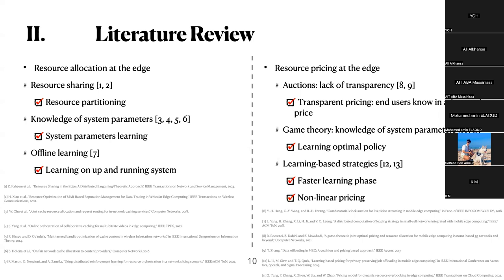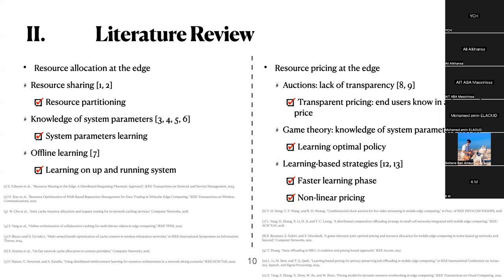On the side of resource pricing at the edge, we have auctions that are proposed in many works. However, auctions lack transparency, which means that the end user cannot know the unit price of the resources, and hence cannot anticipate his cost. So he would just offload without knowing finally how much he will pay. While in our work, we propose a transparent pricing where we announce the price in advance before offloading.